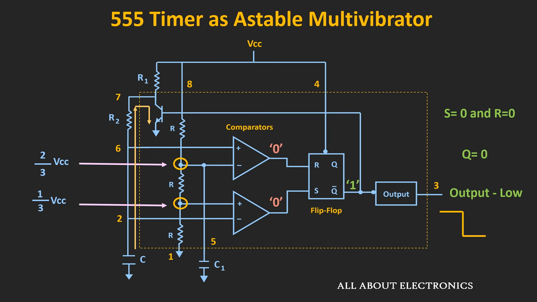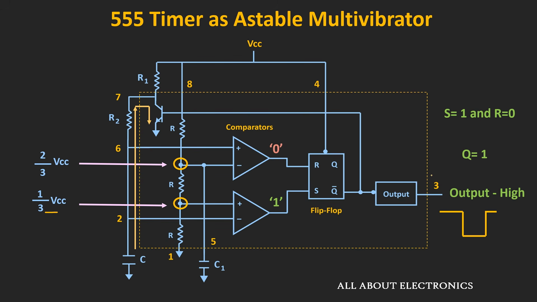Now let us see, during the discharging process, whenever the voltage across the capacitor goes below this 1/3 VCC voltage, then the output of the second comparator will become logic high, because at that time the voltage at this non-inverting terminal is more than the voltage at this inverting terminal. In this condition S will be equal to 1 and R will be equal to 0, and now the flip-flop will get set to the logic 1 value, and at the same time you will see a transition in the output from logic low value to the logic high value.